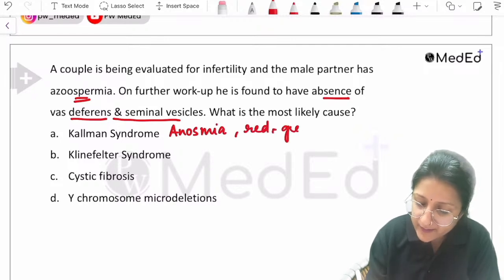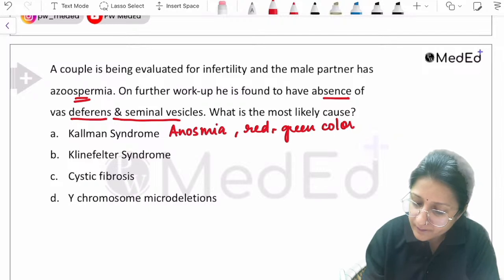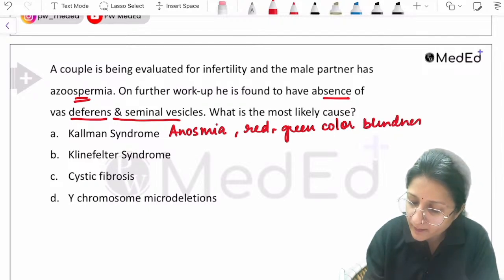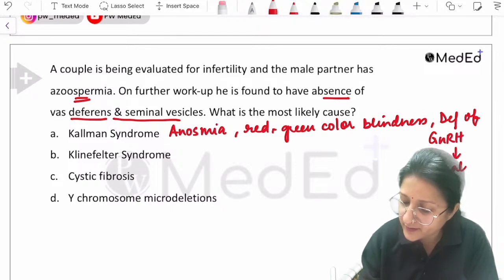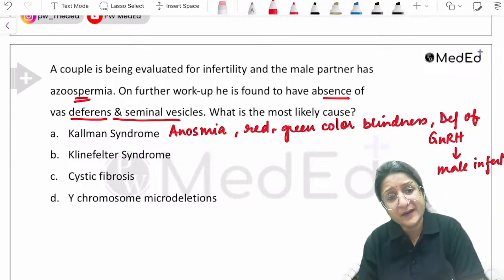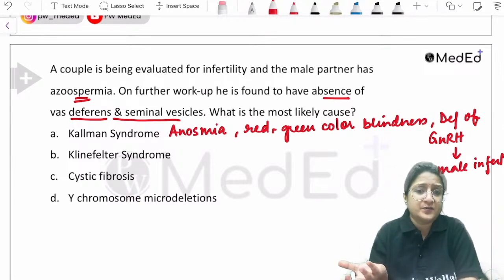red-green color blindness. And there is going to be deficiency of GnRH, and male infertility. So it can affect the males also, but the vas deferens will not be absent or anything.